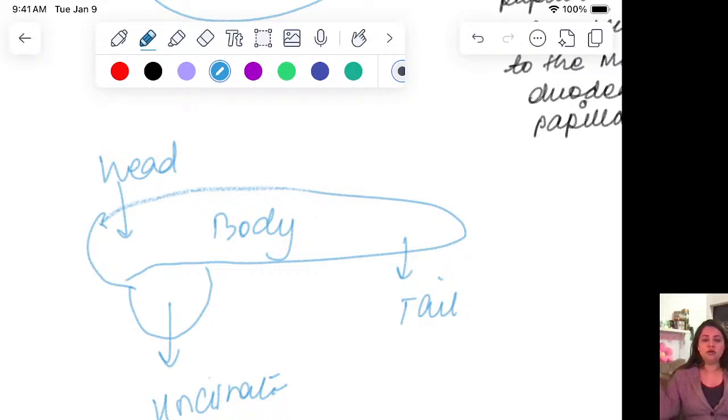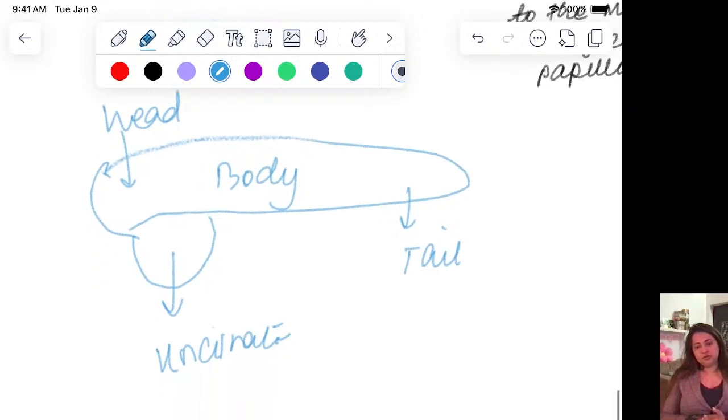Can anyone tell me which structure is retroperitoneal in the pancreas and which is the intraperitoneal structure in the pancreas? What are the retroperitoneal and intraperitoneal structures in pancreas? That's also a very, very important concept that you need to know. Anyone? Please type in your comments. I've shown you the different parts of pancreas. What are the retroperitoneal and what are the intraperitoneal structures that you need to know about?